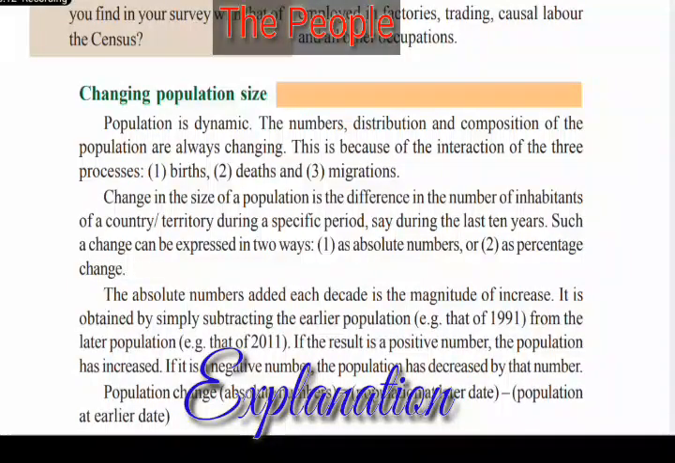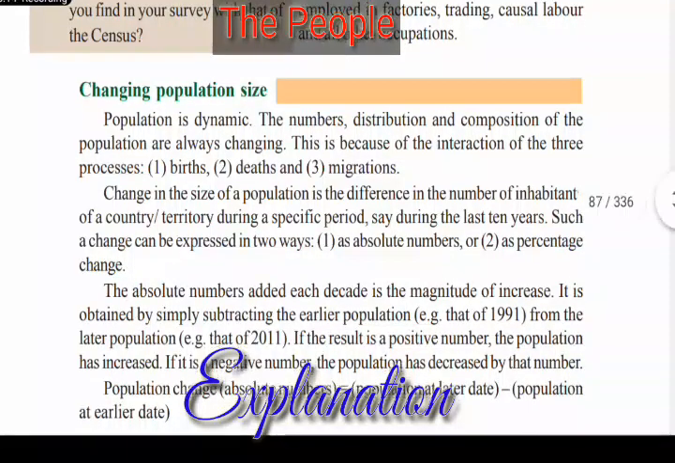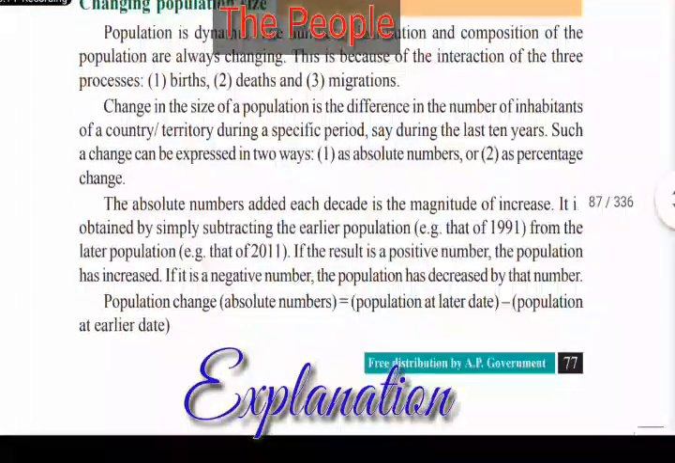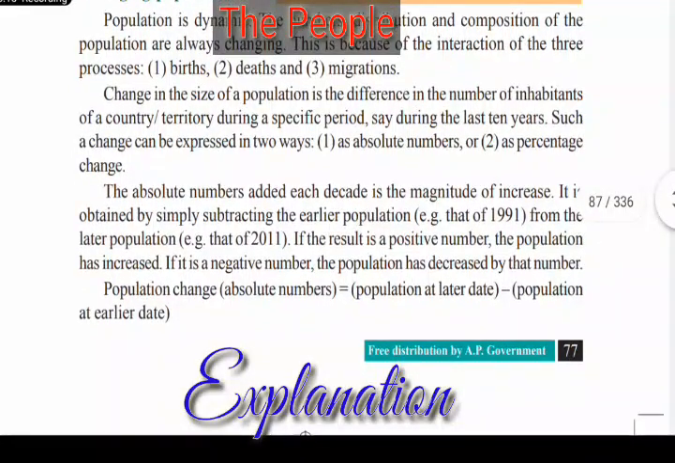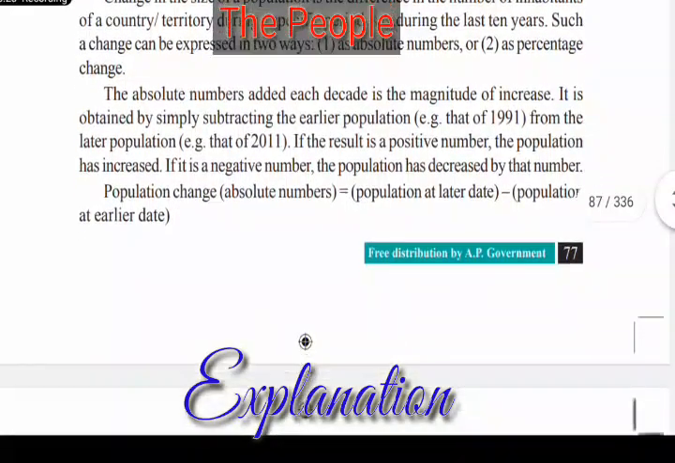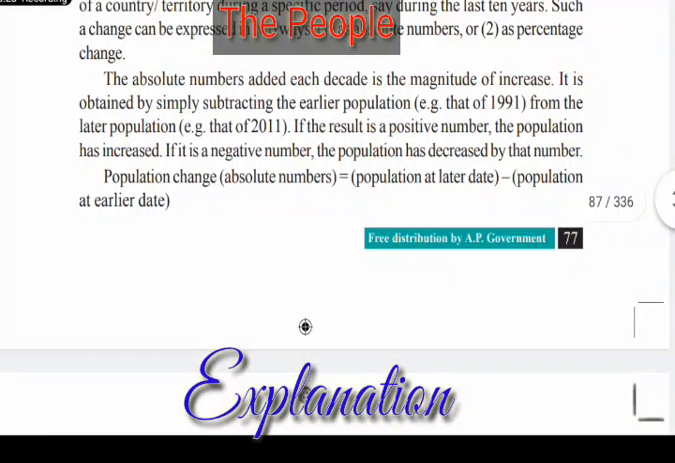This is because of the interaction of three processes. They are births, deaths, and migration. Now, simply to say, the population is dynamic, and it is because of the interaction of the three processes, that is births, deaths, and migration. There is always change.